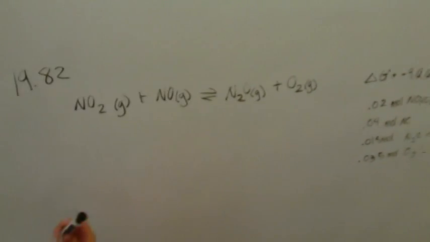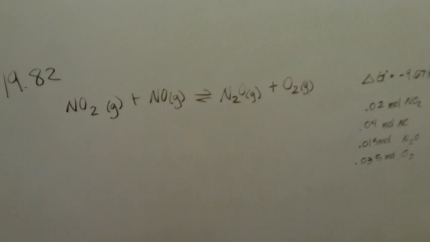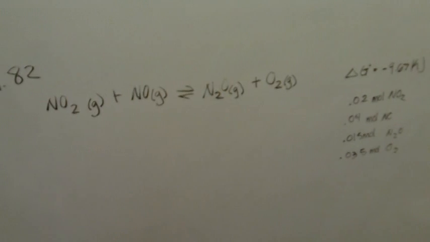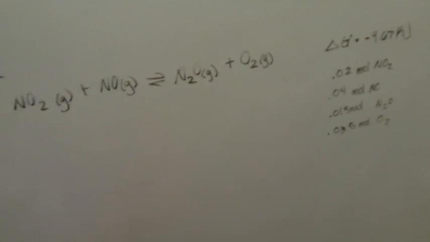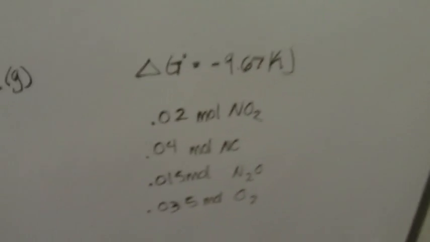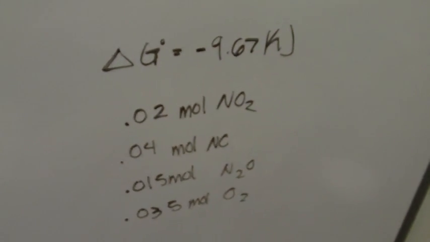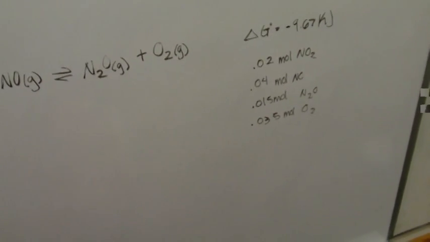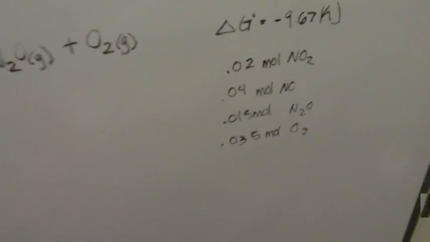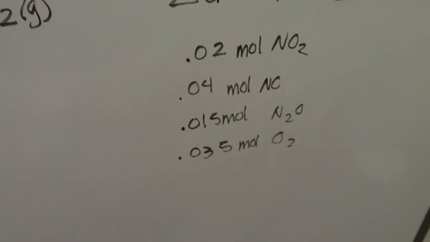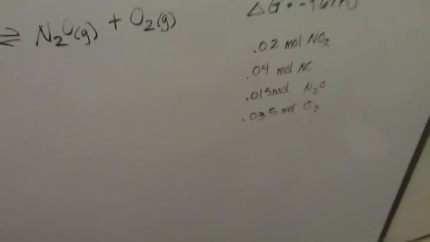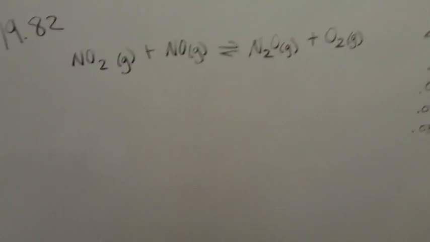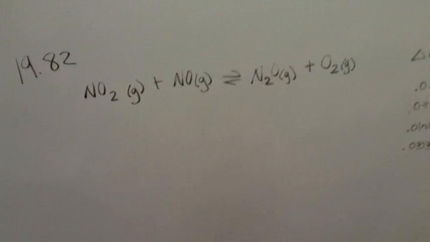19.82. The reaction above has Gibbs free energy, delta G, equal to negative 9.67 kilojoules. A 1 liter reaction vessel at 1000 degrees Celsius contains 0.02 mole NO2, 0.04 mole NO, 0.015 mole N2O, and 0.035 mole O2. Is the reaction at equilibrium? If not, which direction will the reaction proceed to reach equilibrium?